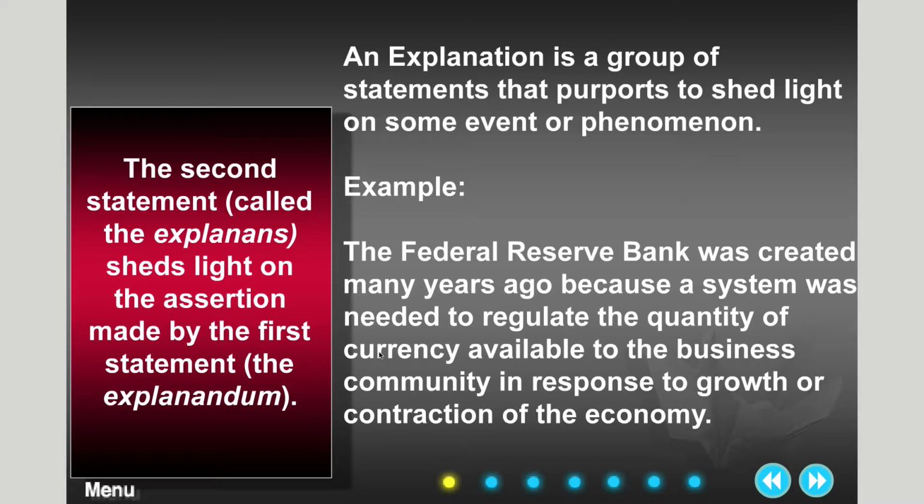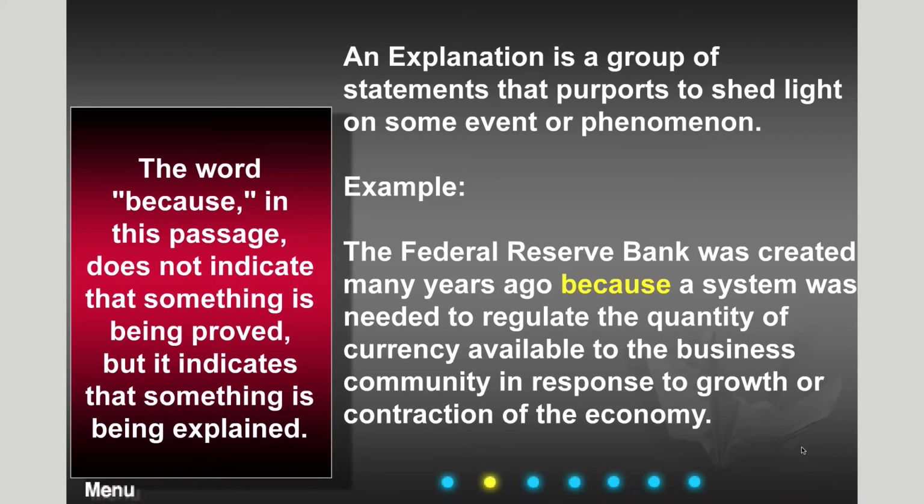Now I should say, this looks very close to a report. But notice what happens in an explanation, right? The first part of the sentence, we get "because," which would seem to be part of an argument, but nobody would disagree with this, that the Federal Reserve Bank was created many years ago. In fact, it was created in the 1930s after the Great Depression. All right? We do get the word "because," but it does not indicate that anything is being proven. Rather, something is simply being explained. Why was this done? Because of this.